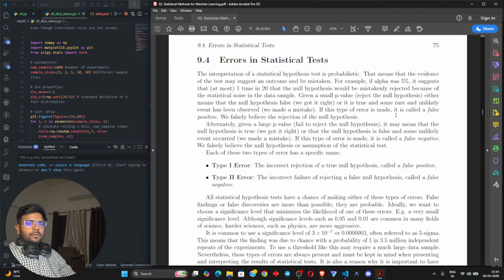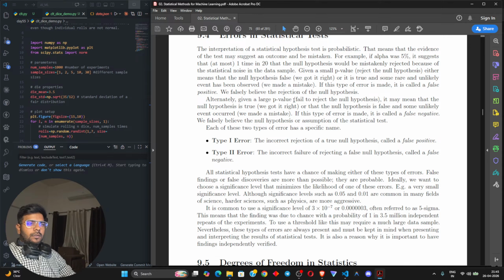This type of error is called a false positive. Failing to reject the hypothesis: alternatively, we may not be ready to reject the hypothesis. It may mean that nothing is wrong and that the null hypothesis is false. This type of error is called a false negative.